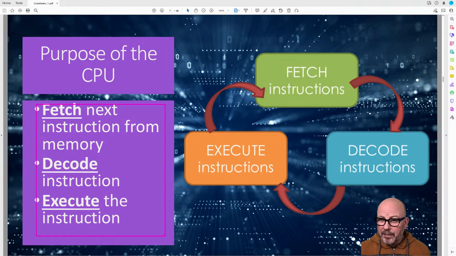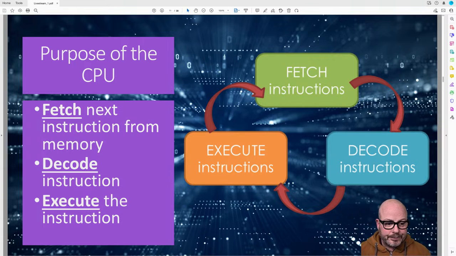So very often they chuck something in very early on. They didn't do it this time. They did it in the exam before. They said, what's the purpose of the CPU? And you say to carry out the fetch, decode, execute cycle. It fetches instructions, it decodes instructions, it executes instructions through the fetch, decode, execute cycle. That will often get you the marks there.